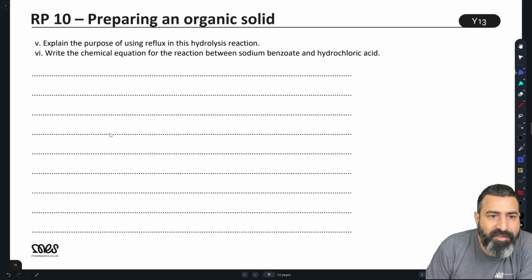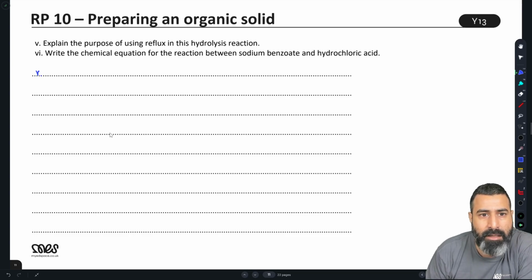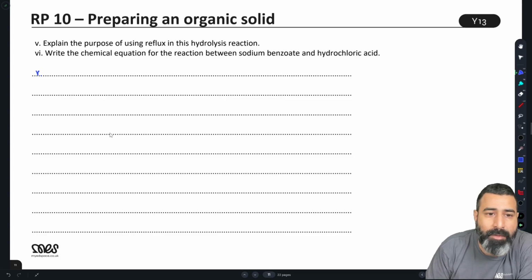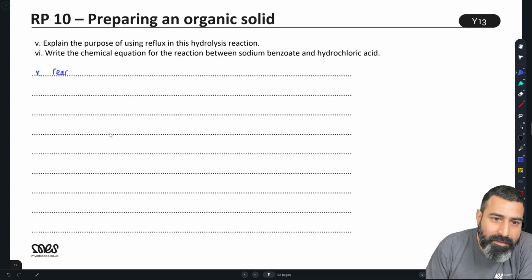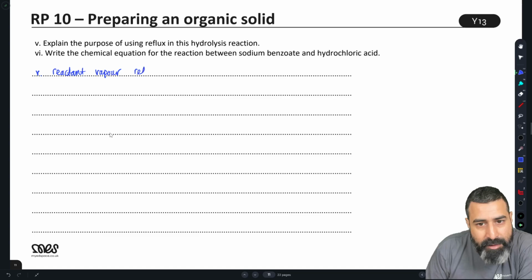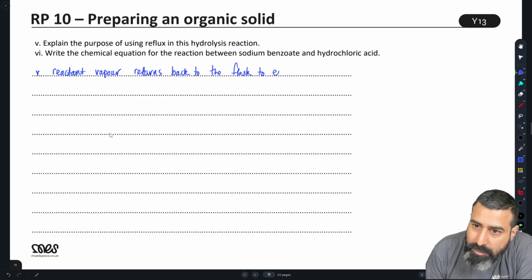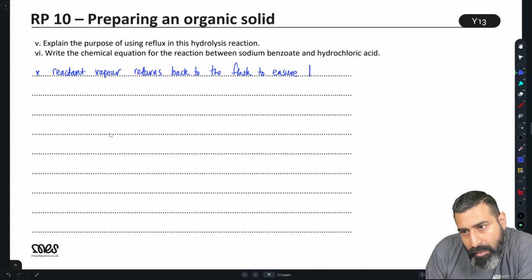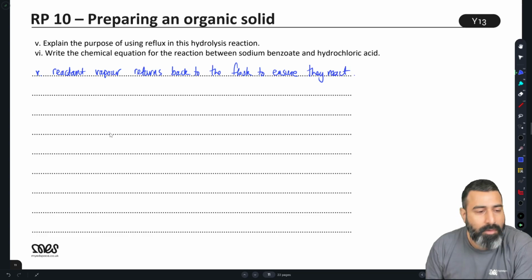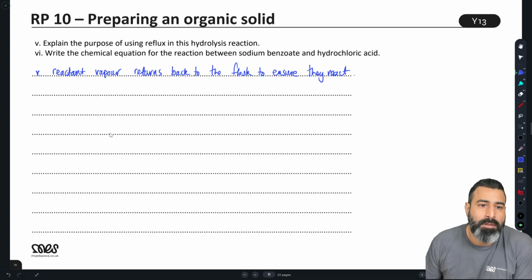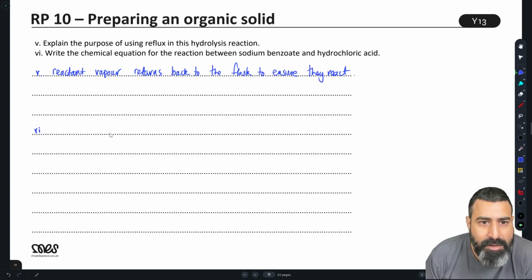Okay, question 5 of this question of RP10. So we've got to explain the purpose of using reflux in this hydrolysis reaction. Okay, so we spoke about this right at the beginning. To make sure that the reactant vapor returns back to the flask to ensure they react. That's it.